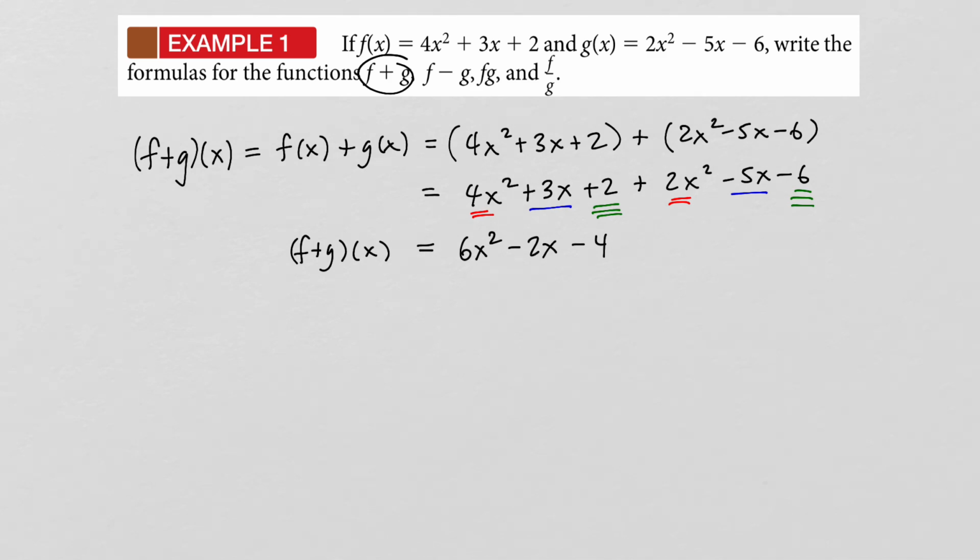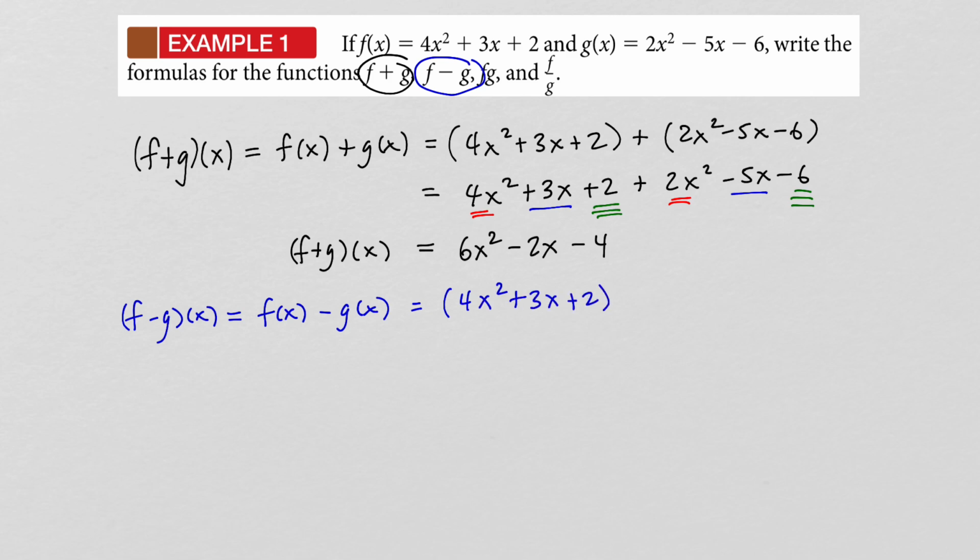Next, let's compute f minus g. So f minus g of x is defined to be f of x minus g of x. And we're just going to take the same two functions that we had a minute ago, f of x, which is this one, minus g of x, which is this one. And this time, the parentheses matter a little bit more, particularly the second set of parentheses. This negative sign is going to distribute to each one of these terms here.